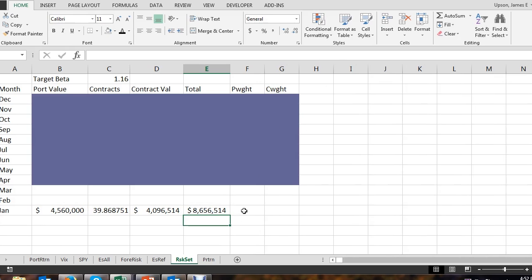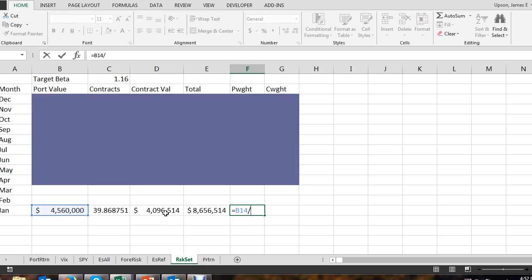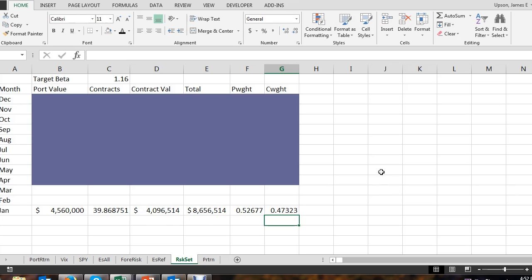So the total value of the portfolio with these contracts in it is equal to my starting value of 5.6 million, and then I add to that my contract value, which is the leverage associated with it. P weight and C weight, this represents the amount of the portfolio that I actually own. And I'm going to divide that by the total. And this one is in fact equal to the value of the contracts divided by the total that's out there. All right, one of the limitations of the process I'm showing you here is we're not considering the margin that's required.